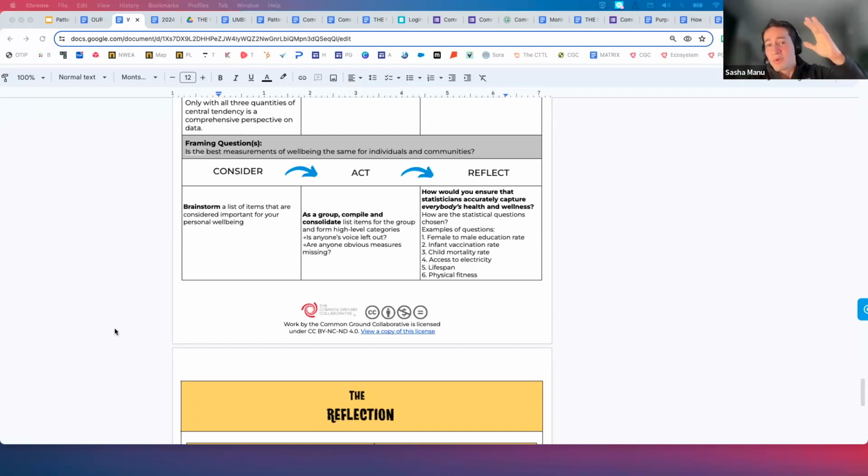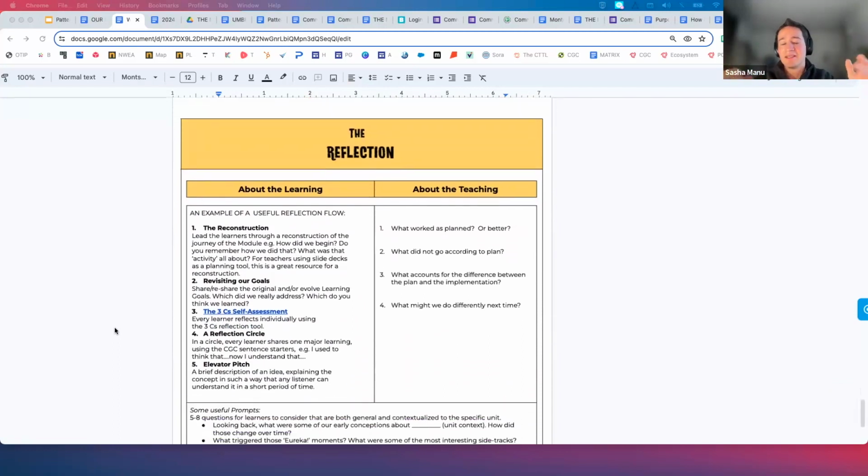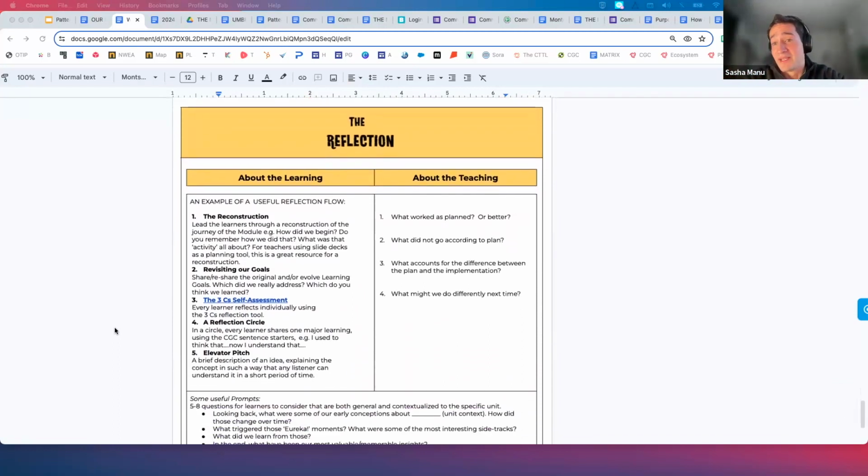And then, of course, we move to the classical CGC reflection phase when we look at the teaching and learning of the unit in retrospect. And so this was the flow.